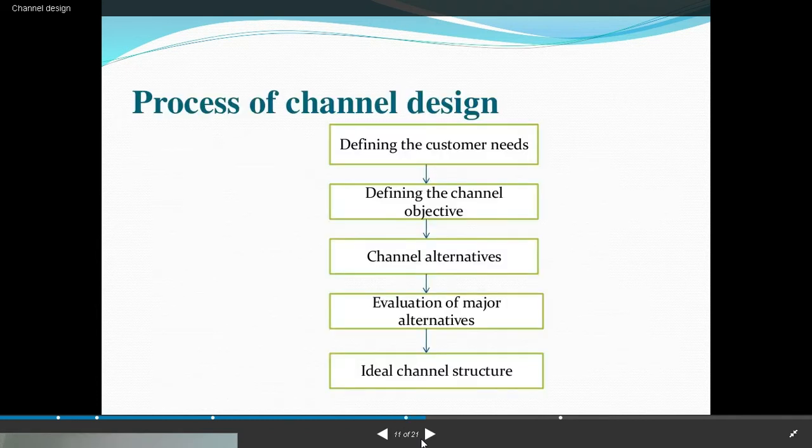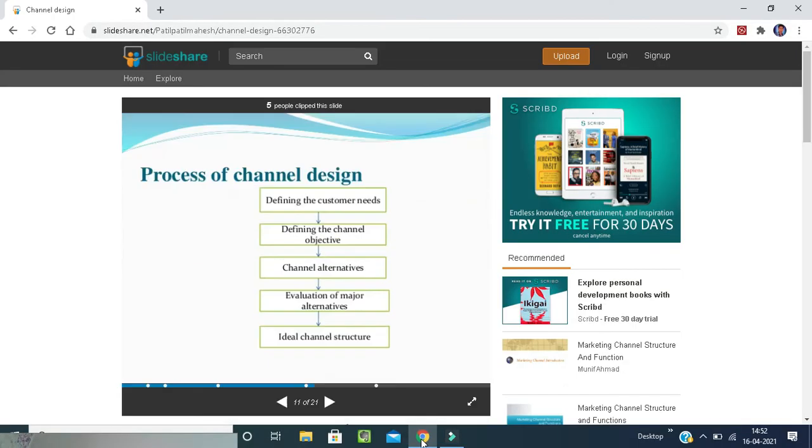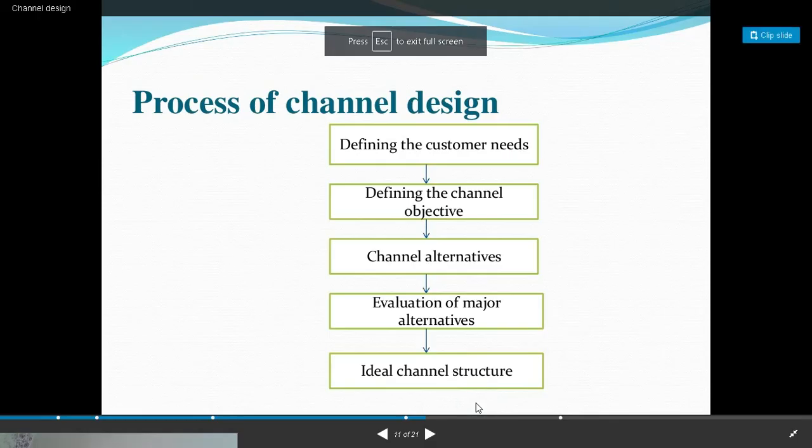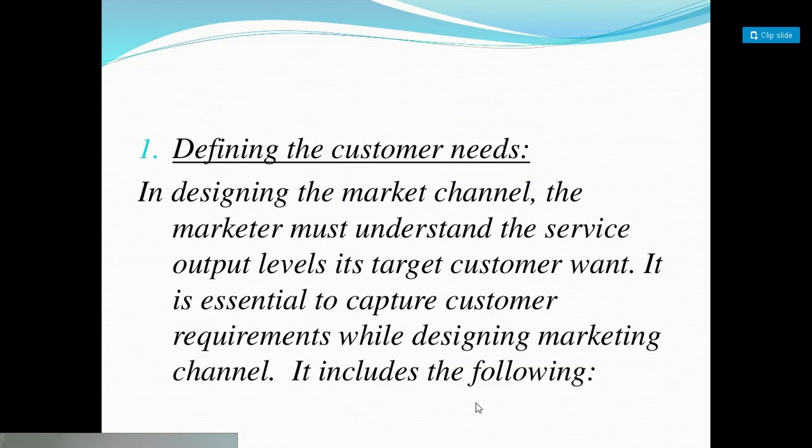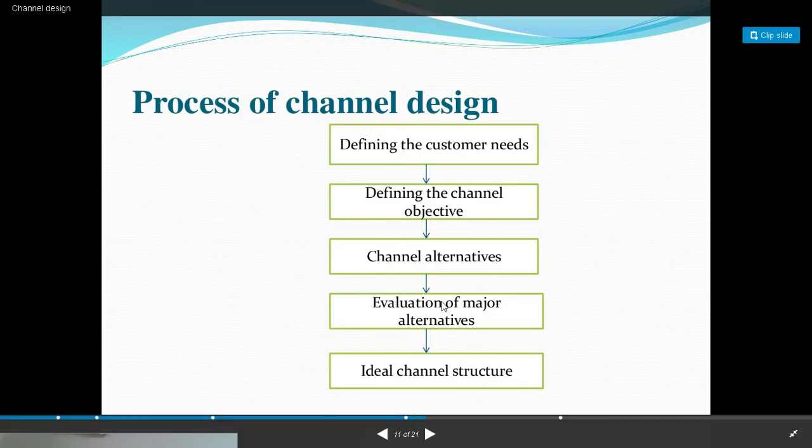Next, what is the process of channel design? The steps are defining the customer needs, defining the channel objectives, channel alternatives, evaluation of the major alternatives, and ideal channel structure. Next, defining the customer needs. According to our first one, defining the customer needs.